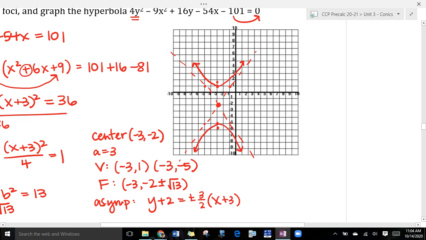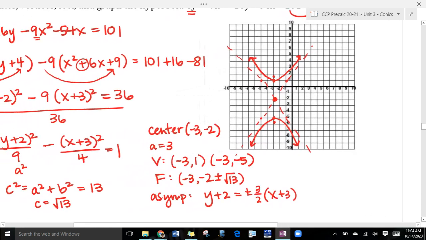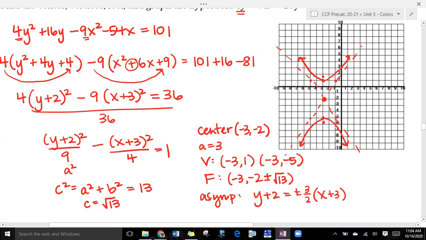Okay, so the process again is very similar to that of the ellipse. We just have to keep an eye out for that negative as you factor out that -9, change the sign. Okay, and then again, for your asymptotes, square root of y denominator is your rise, square root of x denominator is your run.